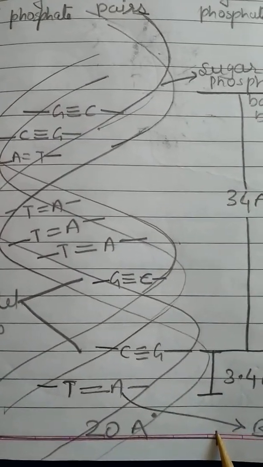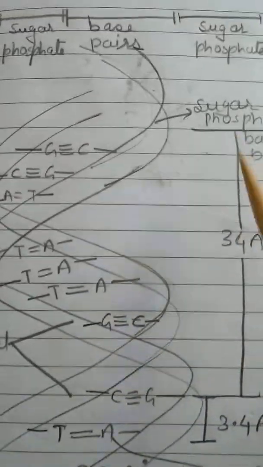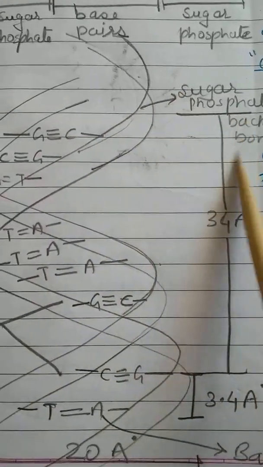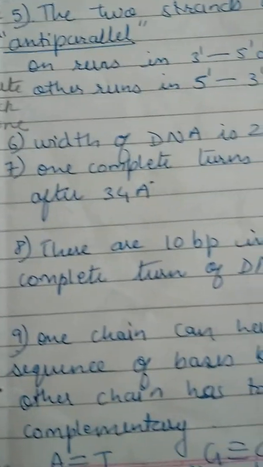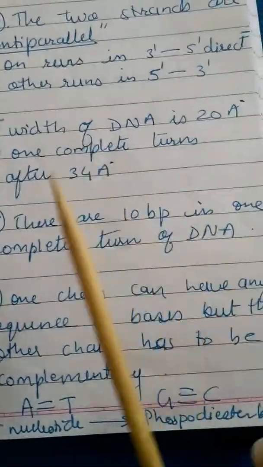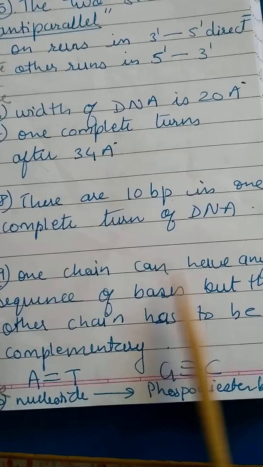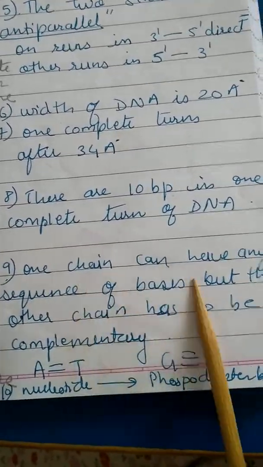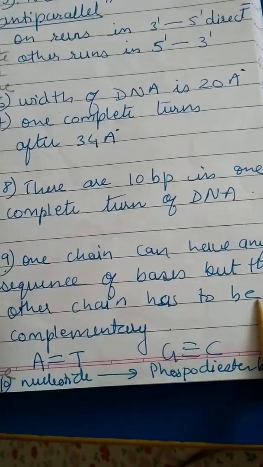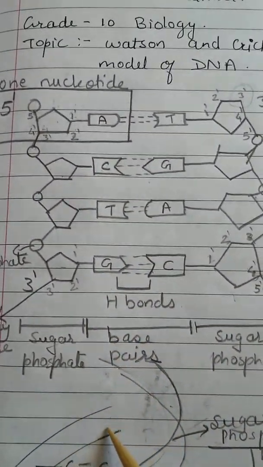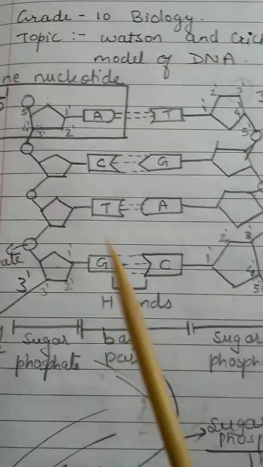Then next, the width of the DNA is 20 angstrom, and one complete turn takes place after 34 angstrom. This means the width of the DNA is 20 angstrom, and one complete turn, from this turn to this turn here, is 34 angstrom. Then there are 10 base pairs in one complete turn of DNA, and one chain can have any sequence of bases but the other chain has to be complementary.